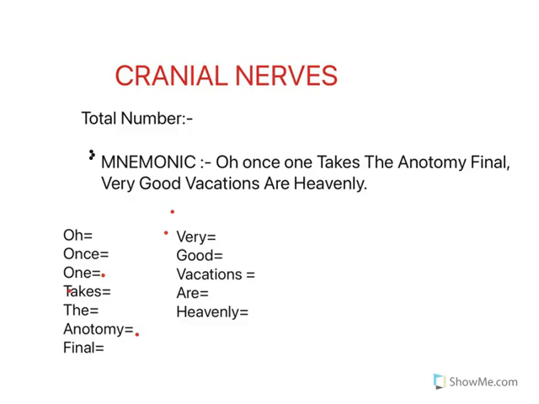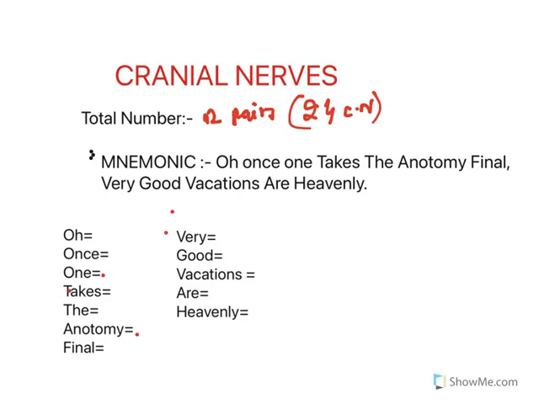Dear students, जो हमारा टॉपिक है cranial nerves. So cranial nerves, पहला हम ये पढ़ते हैं कि how many cranial nerves are there. So there are total 12 pairs of cranial nerves. Or you can say there are 24 cranial nerves.